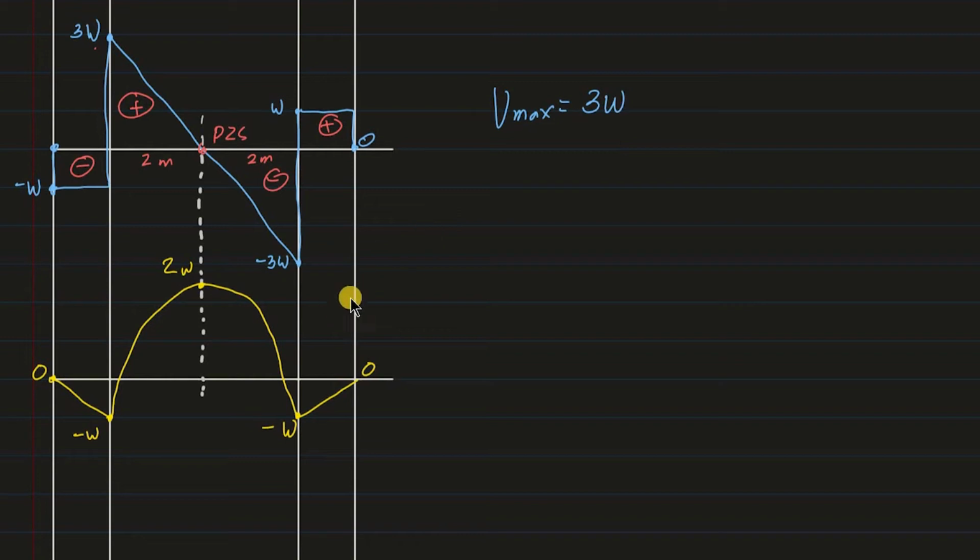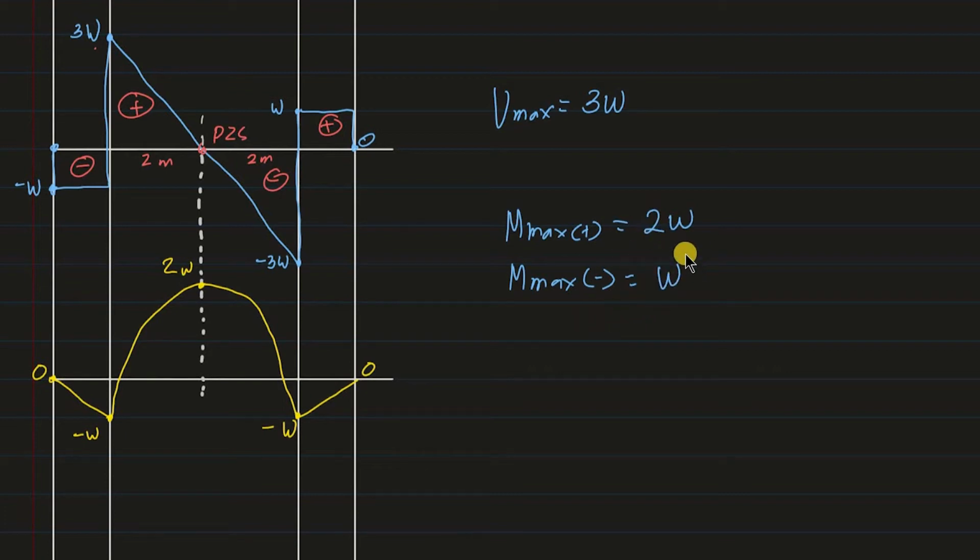Dito sa ating moment, kailangan natin yung Mmax na positive tsaka yung maximum moment na negative. Yung ating maximum moment na positive is 2W. Okay, yung ating maximum moment na negative is negative W. Okay, so W na lang.